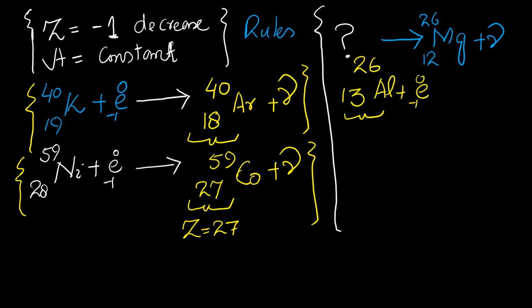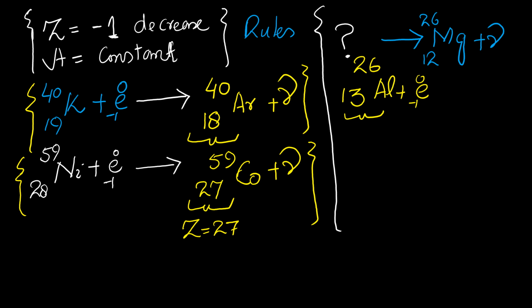So basically, if we have a daughter element that came from an electron capture process, we can find the parent element by applying the rule that the atomic number of the daughter element is 1 less than the parent element, whereas the atomic weight of the parent element remains the same as the atomic weight of the daughter element. So this is all about the electron capture process.